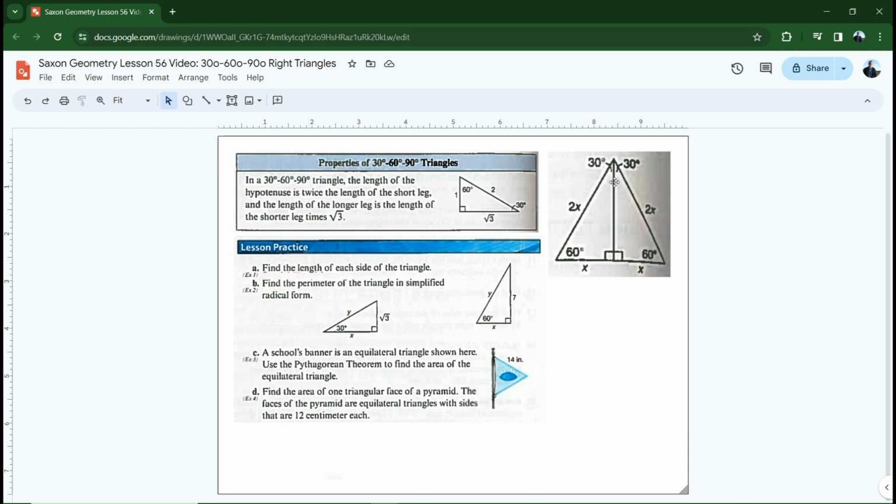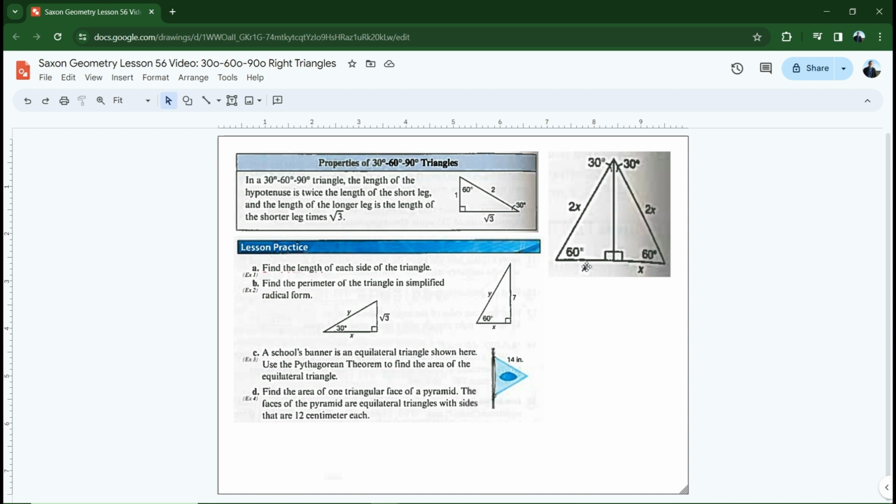Now, when I split this triangle in half, that's how I get two 30, 60, 90 triangles. A 30, 60, 90 triangle is born from an equilateral triangle. It's half of an equilateral triangle. In a 30, 60, 90 triangle, the length of the hypotenuse is twice the length of the short leg.